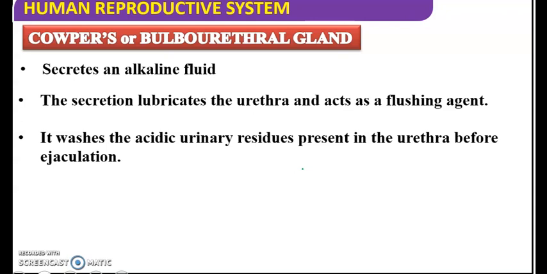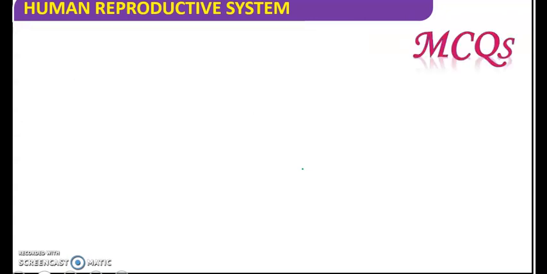What it does is it removes any urinary residue that is present in the penis before the ejection of the sperm. So it flushes out the urine so that the urethra, the penis and the tracts are clear for the movement of sperms. So these are the three accessory glands and their functions.